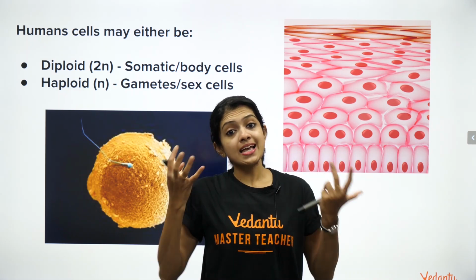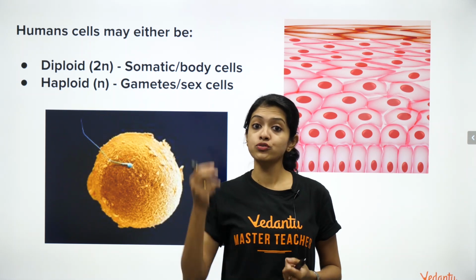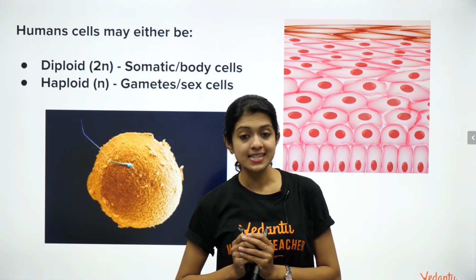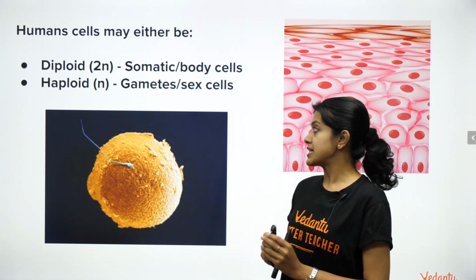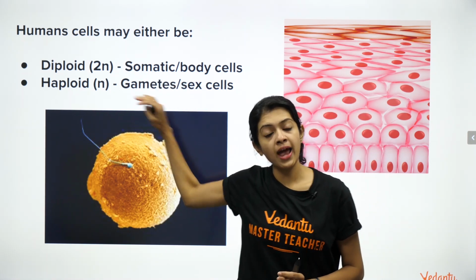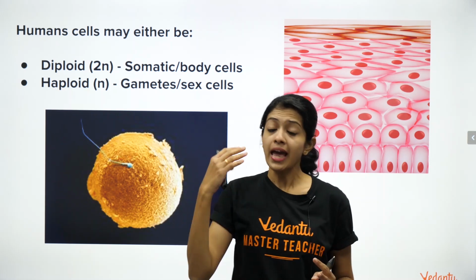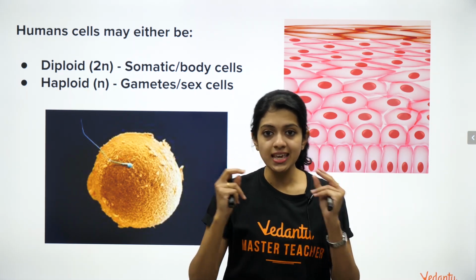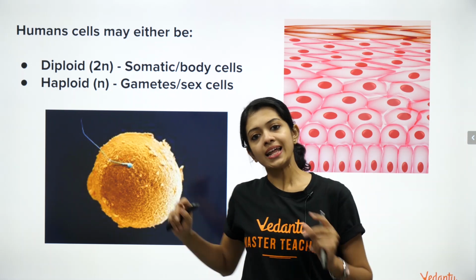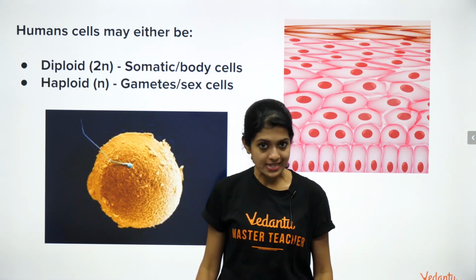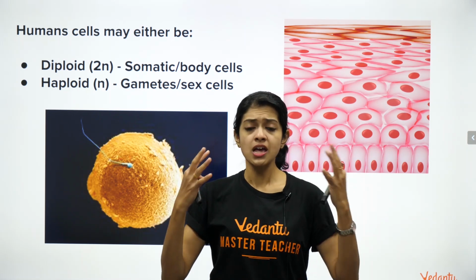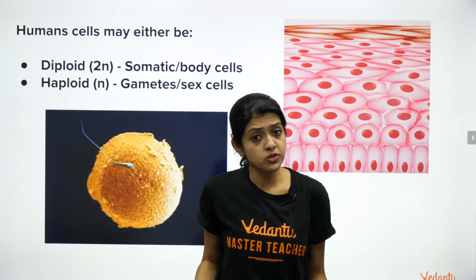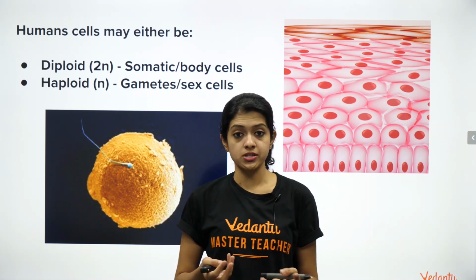Okay, but human cells as a whole, as far as the number of chromosomes in the cells is concerned, may be of two types. Human cells may either be diploid or haploid. You must have heard of these terms in your lower grades, but just in case you can't recall them, let's just quickly revisit these terms. Okay, diploid and haploid. Now, what's the number of chromosomes to do with? Why is it so important?